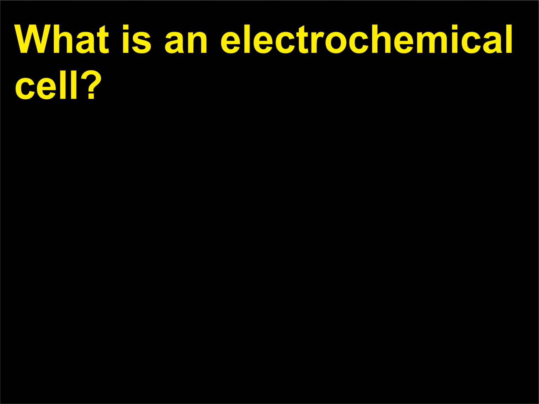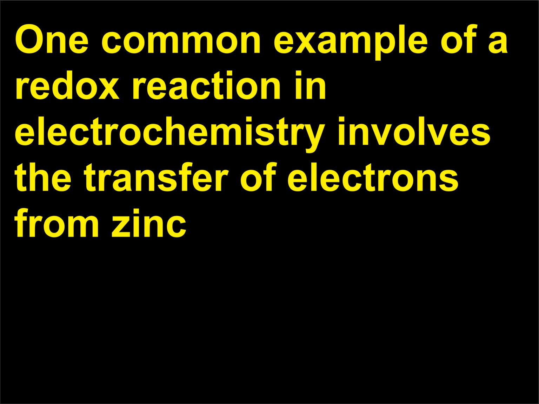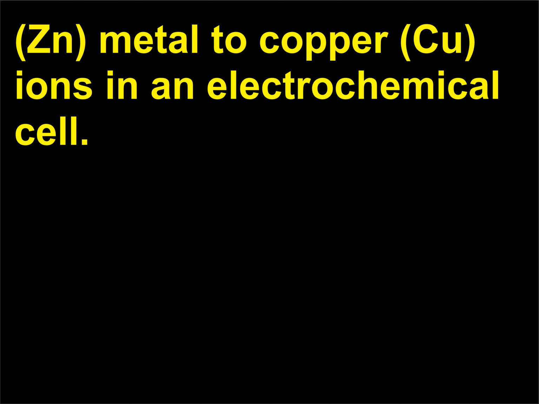What is an electrochemical cell? One common example of a redox reaction in electrochemistry involves the transfer of electrons from zinc, Zn, metal to copper, Cu, ions in an electrochemical cell.